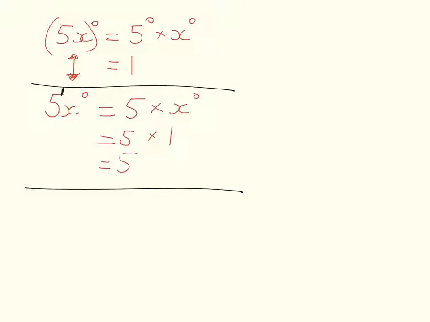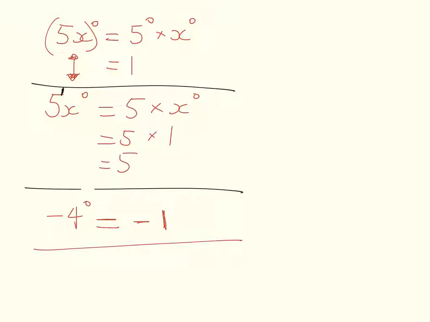What about something like this one? I've got minus 4 to the power of 0. Well, in this case, our answer actually is almost like that. It's got invisible brackets around it. So we end up with, in fact, minus 4 to the power of 0, which is 1. So our answer is just minus 1 there.